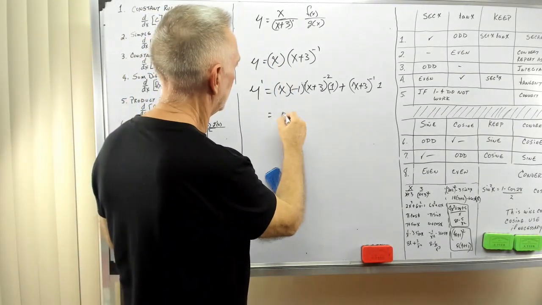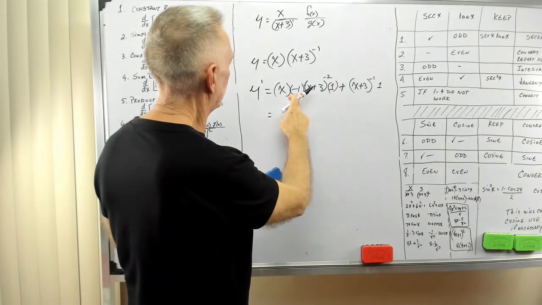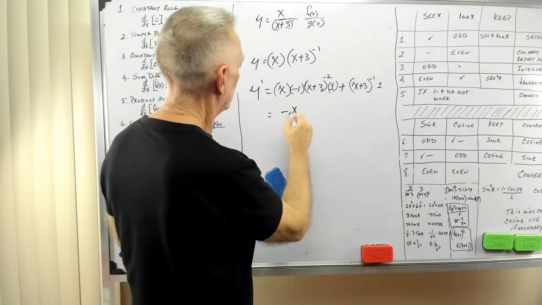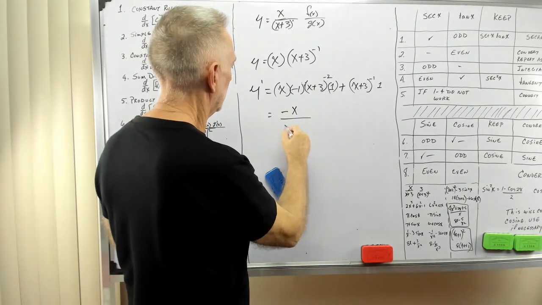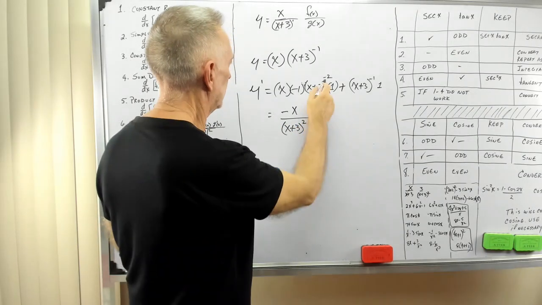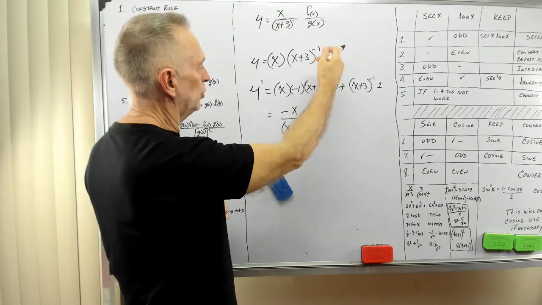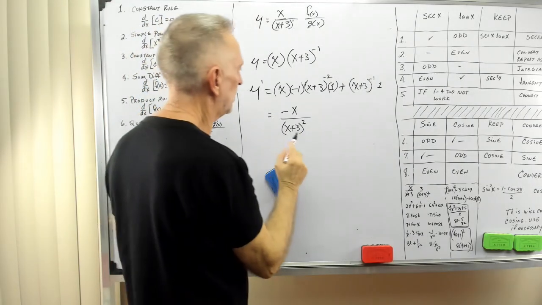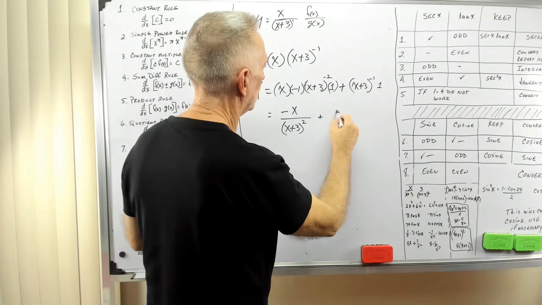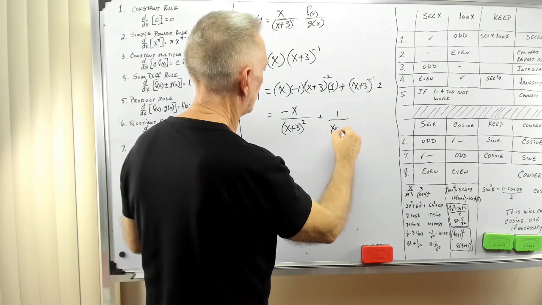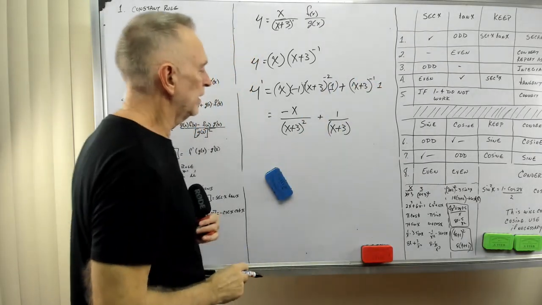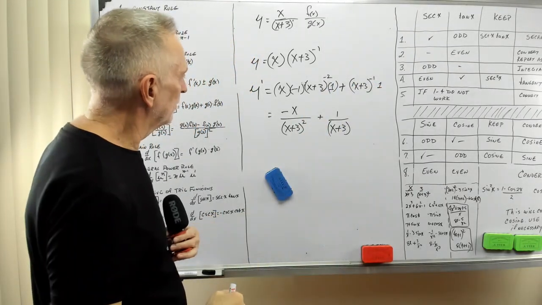I have a 1 times -1, which is -1 times x, which is -x, over x plus 3 squared. It was to the -2 in the numerator. Bring it back down, it becomes positive, plus 1 over x plus 3 to the first power, because it was -1 in the numerator. So I brought it back down.